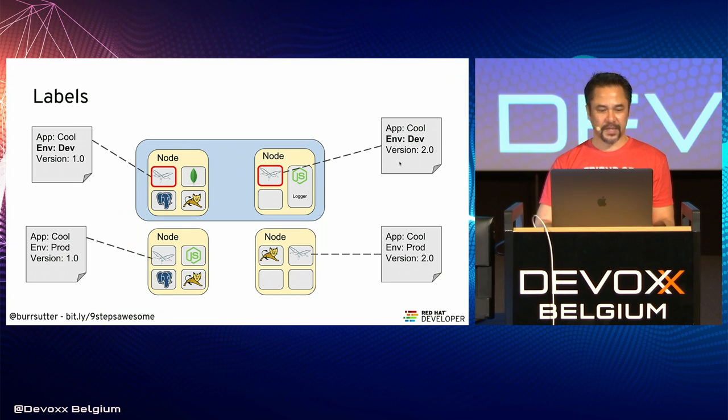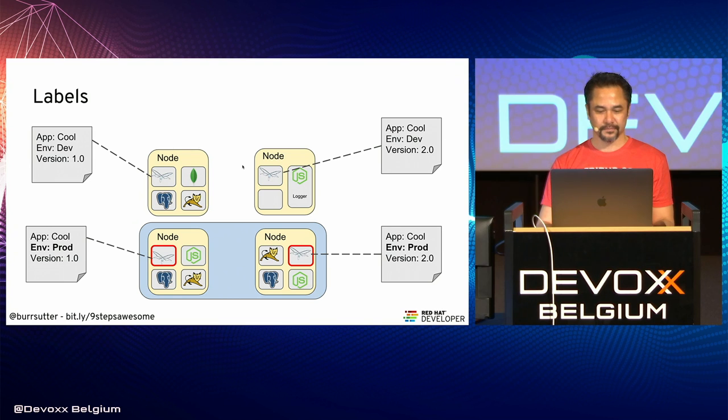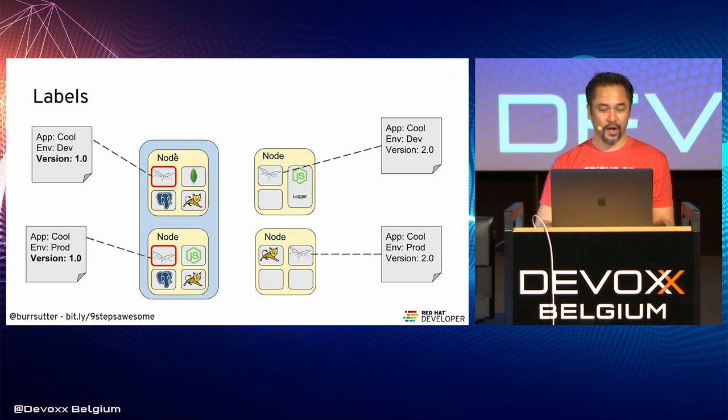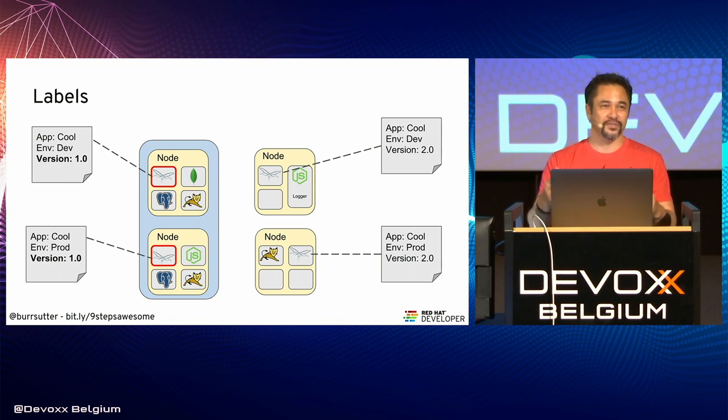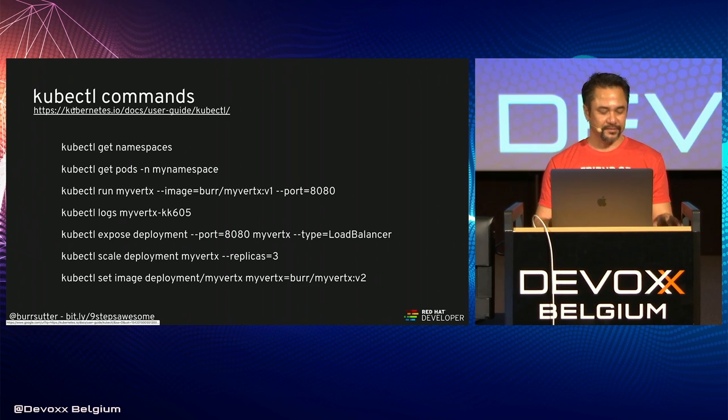But if we look at it from this perspective, here's our dev environment. Here's our production environment. Here's our version one. Okay, makes sense? So the labels really matter, and you will want to make sure you understand that aspect because that's mostly how the magic happens. How does a deployment know what it's managing? Through labels. How does a service know what it's load balancing to? Labels, okay? Right, so here's your key commands.